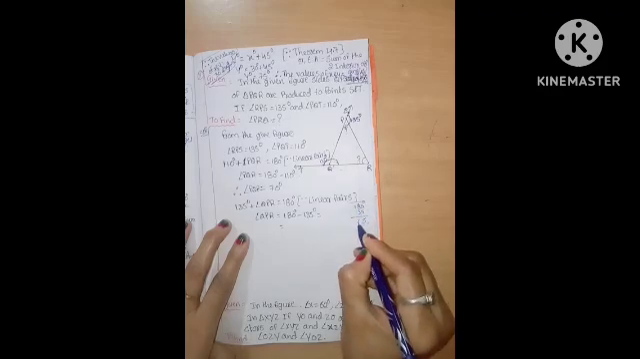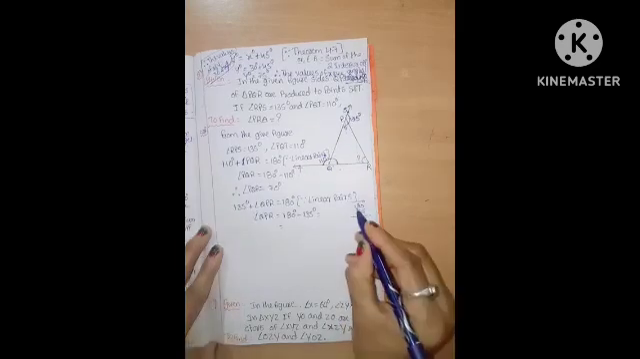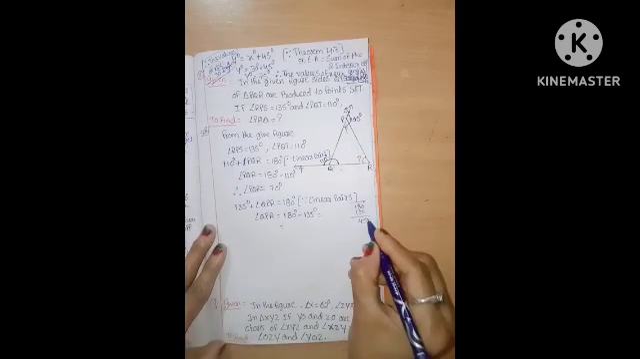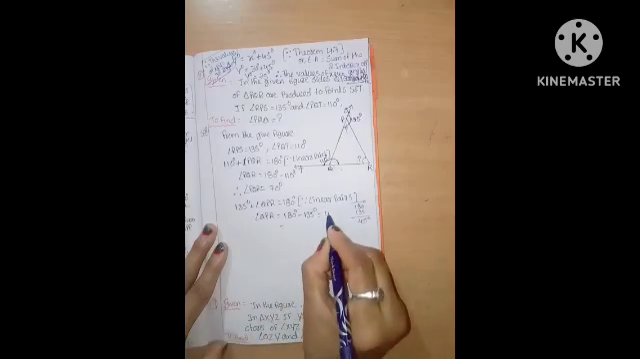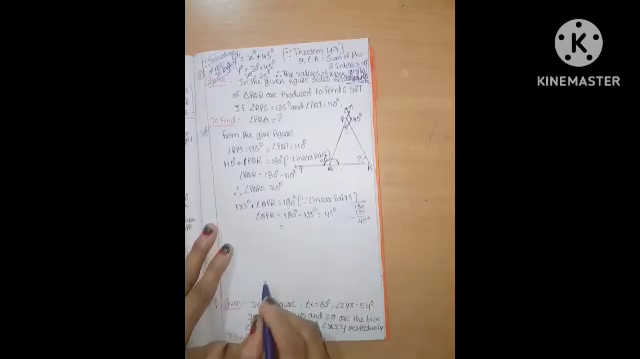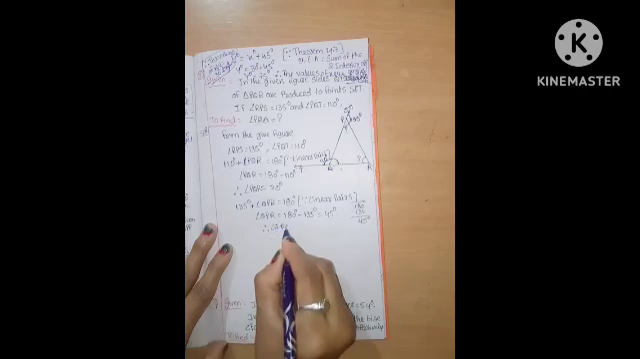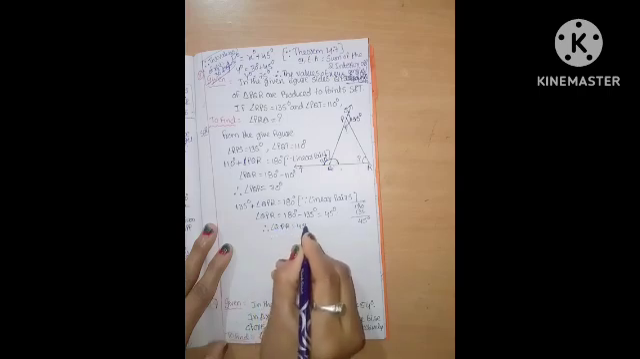7 minus 3 is 4. So 1 minus 1 is 0. So how much of an angle did we get? We got 45 degrees. Therefore, angle QPR is equal to 45 degrees.